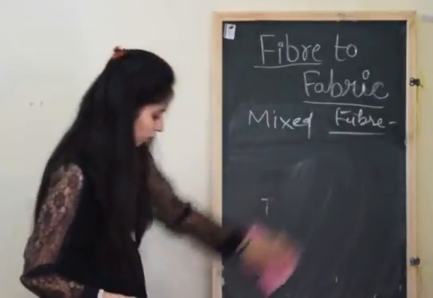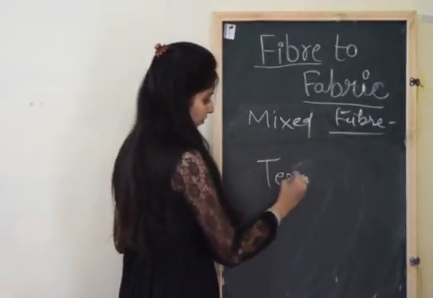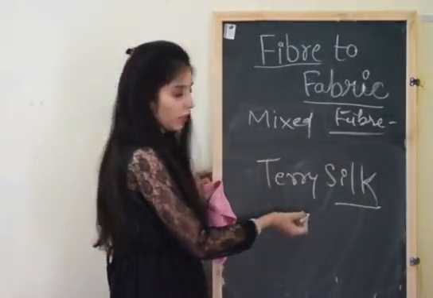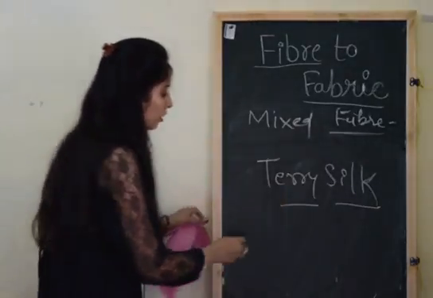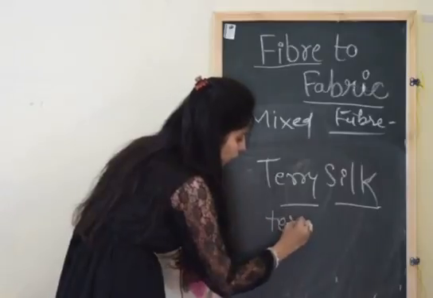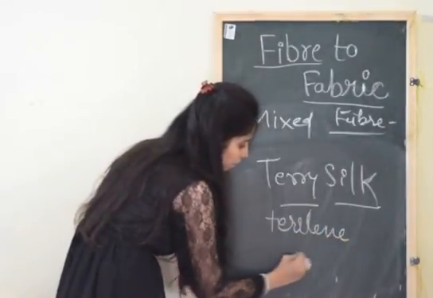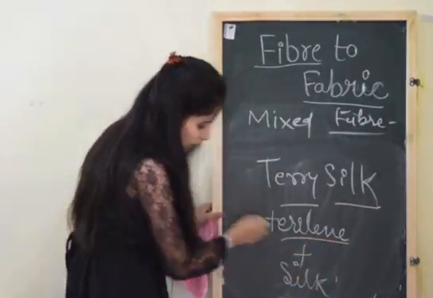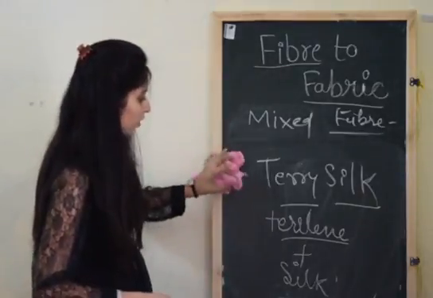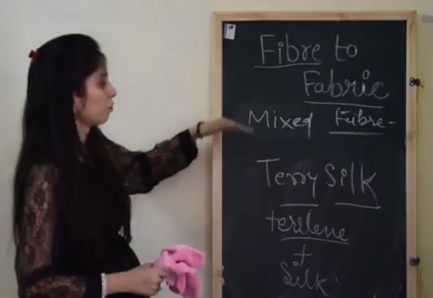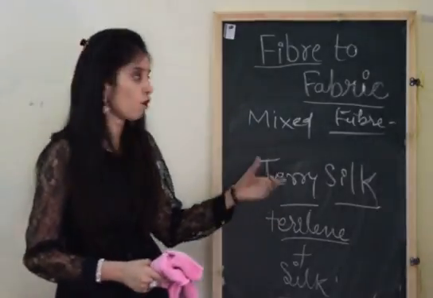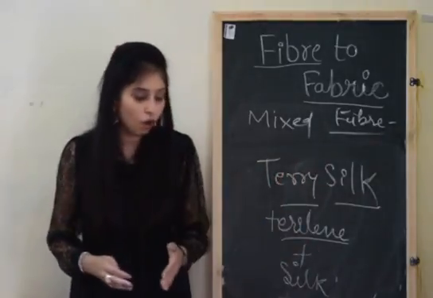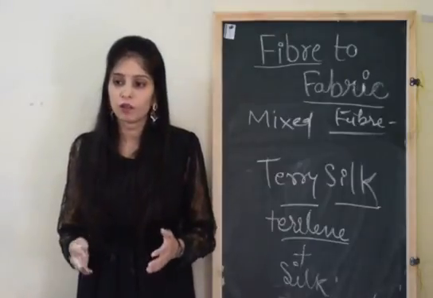Second, we are talking about terry silk. We know that silk is a natural fiber and terylene is a synthetic fiber. It is made from terylene plus silk. Then there is terry wool. All these are examples of mixed fiber. Mixed fibers are formed by natural fibers as well as with the help of synthetic fibers. So all these are the classifications of different kinds of fibers.